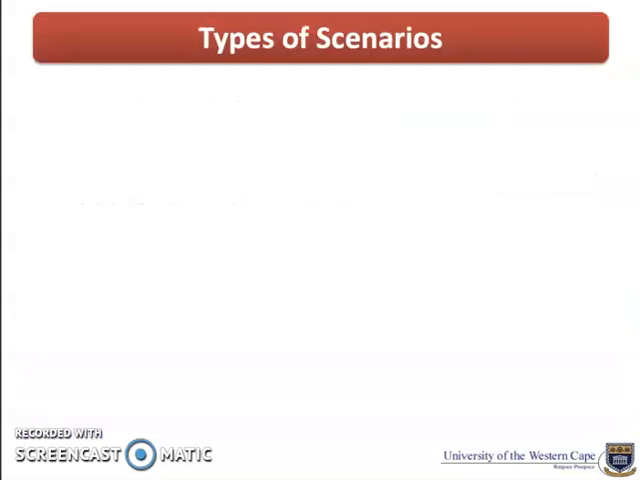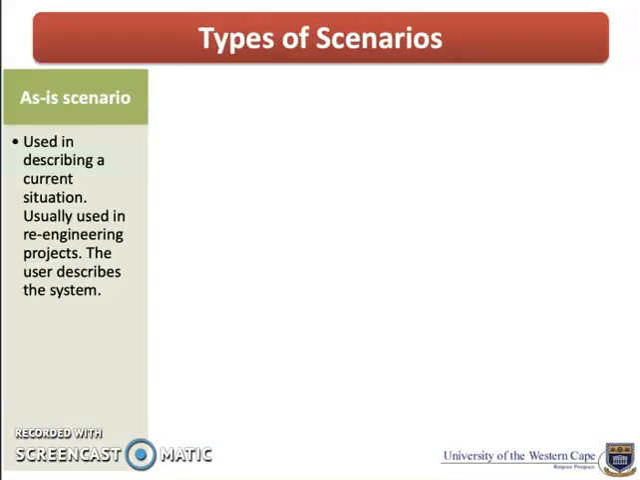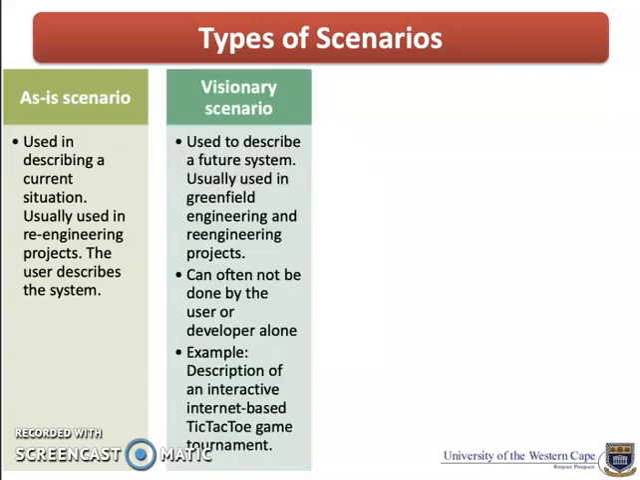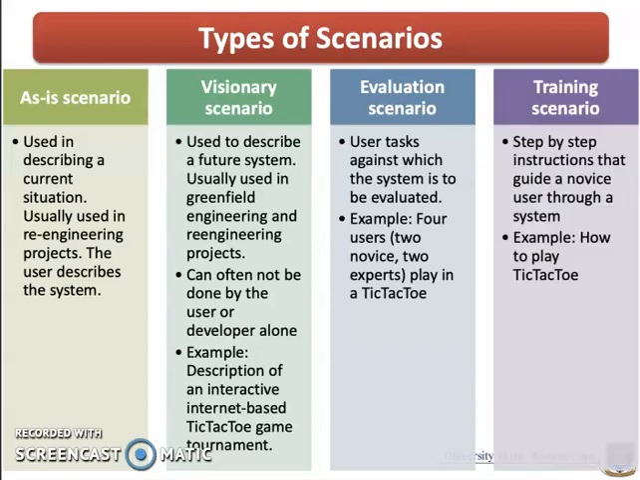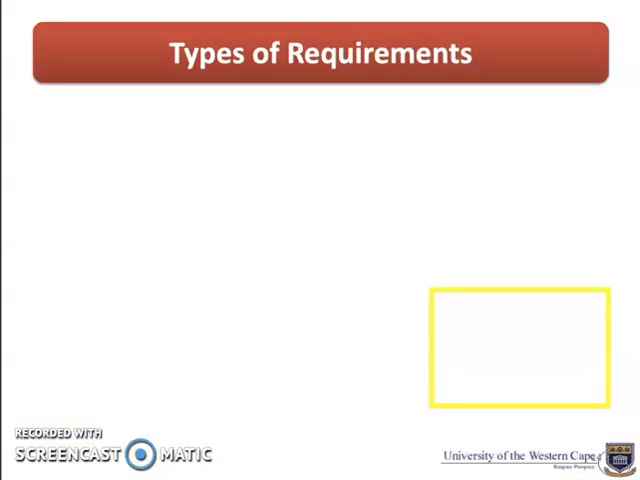Examining the four types of scenarios a bit closer, we see that as-is scenarios describe the current situation from a user's perspective. Visionary scenarios describe a future state or envisioned situation. This is usually used in greenfield or re-engineering projects. Evaluation scenarios are situations against which the system is to be evaluated, and training scenarios are linked to requirements and are step-by-step instructions to help a novice user become familiar with the new system.